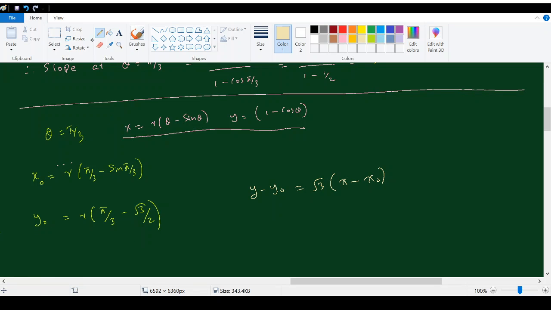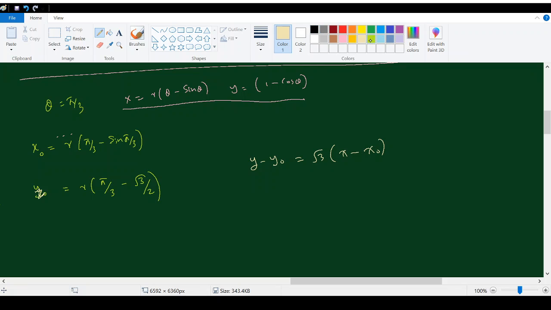Well, this is not y naught, this is just the value of x naught. And y naught you have to find separately by substituting theta equals 1 over root 3. Then it will be 1 minus cos pi over root 3, and that will be equal to r by 2. So r by 2 goes here and this whole thing will go here. Then you will get the equation of the straight line at this point.